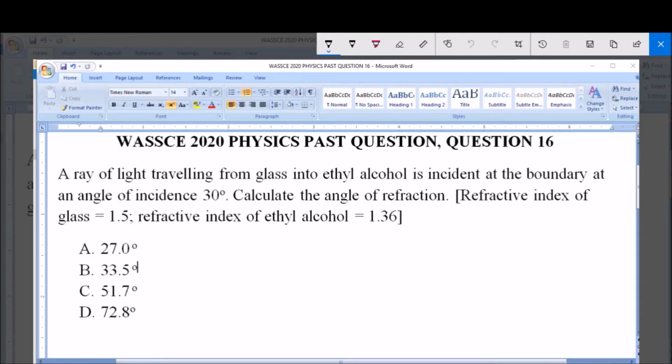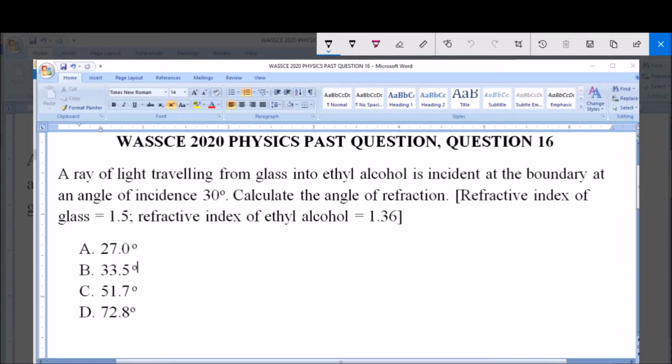I will be answering WASSCE 2020 Physics Past Question, question 16. A ray of light traveling from glass into ethyl alcohol is incident at the boundary at an angle of incidence 30 degrees. Calculate the angle of refraction. Given that the refractive index of glass is equal to 1.5 and the refractive index of ethyl alcohol is equal to 1.36.